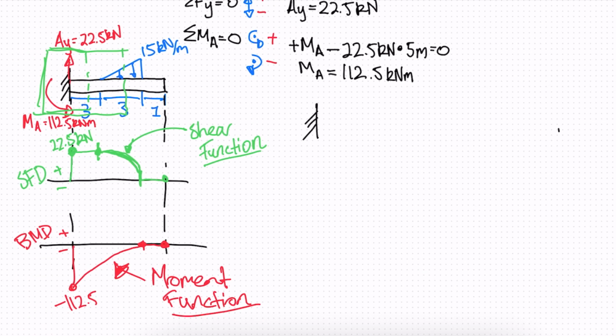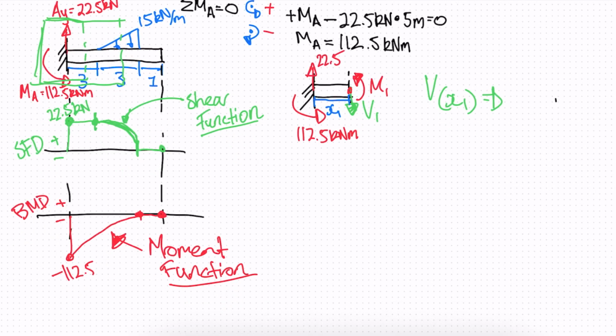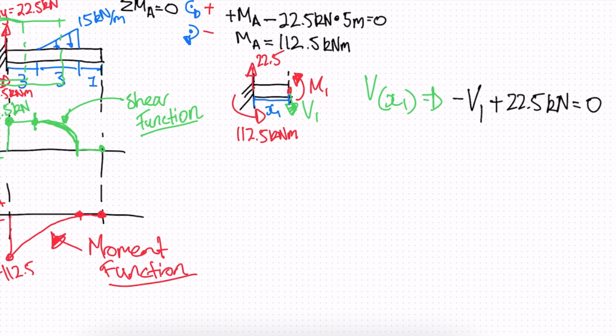Our beam is going to be cut at this point. We have our reactions, we have a moment, and then we have our shear. We're going to draw it in the negative direction and call it V1, and we have a moment in the positive direction that we'll call M1. Our distance is going to be X1. Let's write our shear as a function of X1. Our V1 is acting in the negative direction, so we can write negative V1, and our reaction is in the positive, so we can write plus 22.5, and this will be equal to 0. V1 is equal to 22.5 kilonewtons.